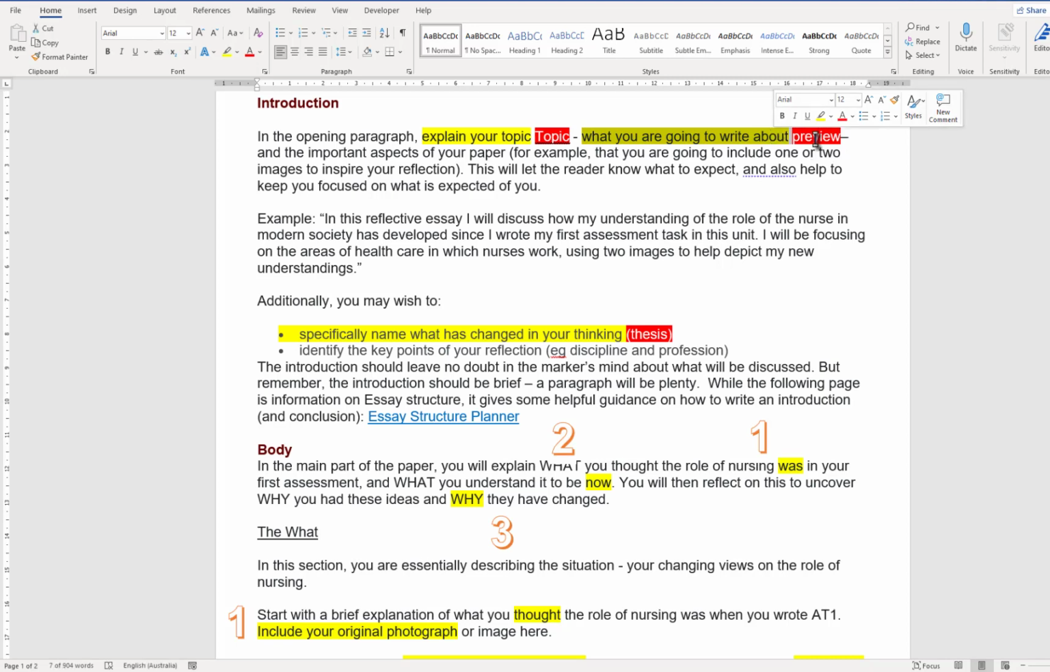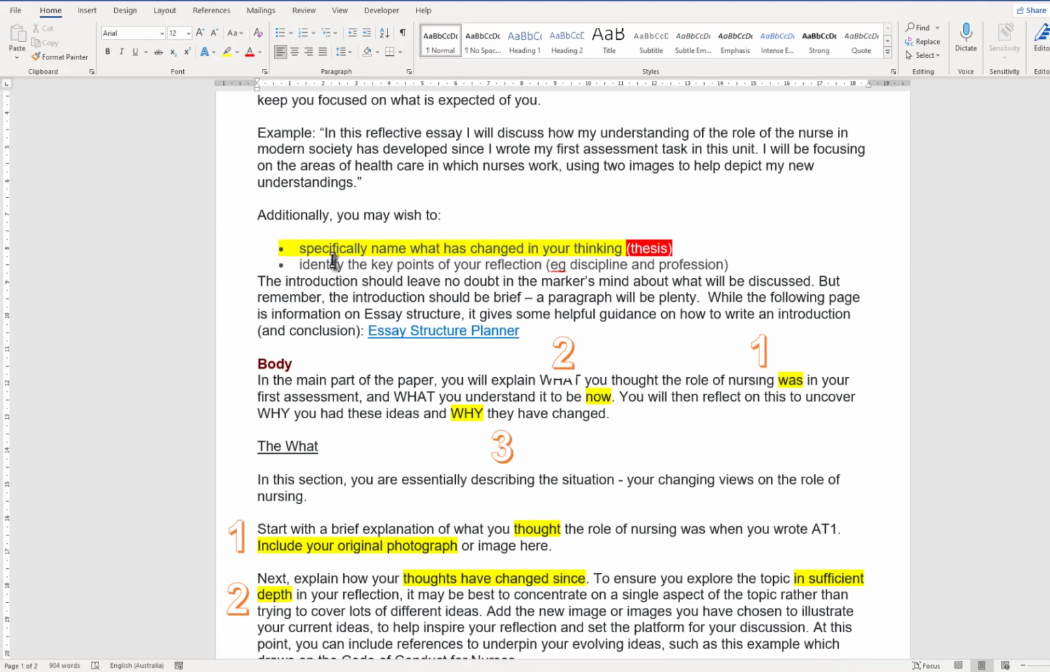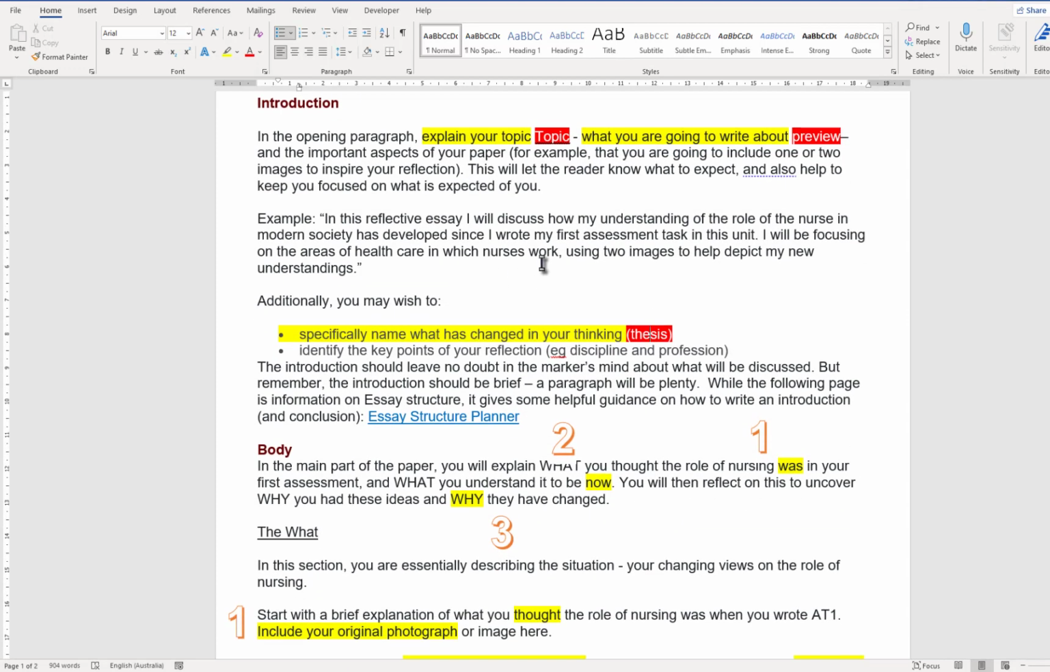So what are you going to write about? That's the preview. Do that next using the phrases in this essay: I will first, I will second, thirdly, finally, and so on. That sort of thing is your preview. And then you finish with specifically naming exactly what it is that has changed in your thinking. And this is your thesis. This is your specific point about exactly what you think. What is the answer to the question of how has your thinking about nursing changed over the last 10 weeks?